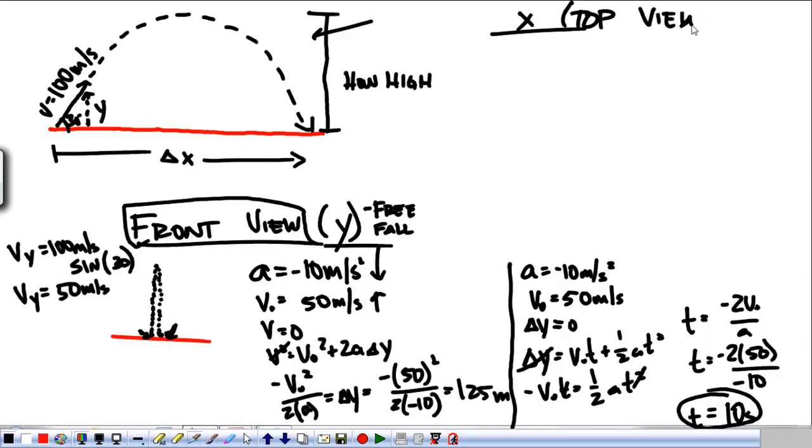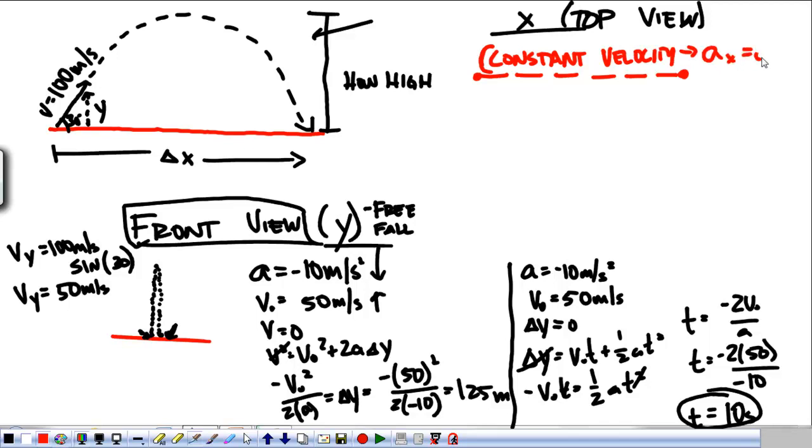So we don't see any y stuff anymore. In the x direction, we start off here and we move straight across. And it turns out we have a constant velocity, meaning that the acceleration of the x is equal to 0, which is what we expect.